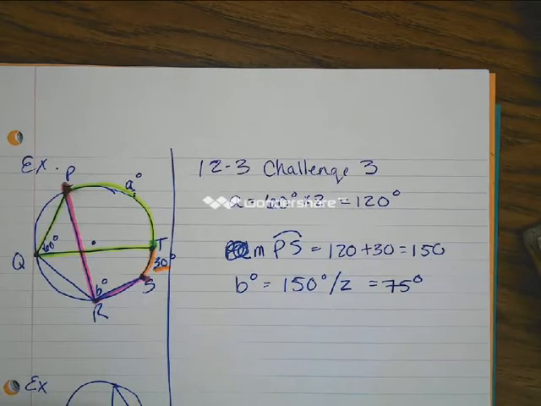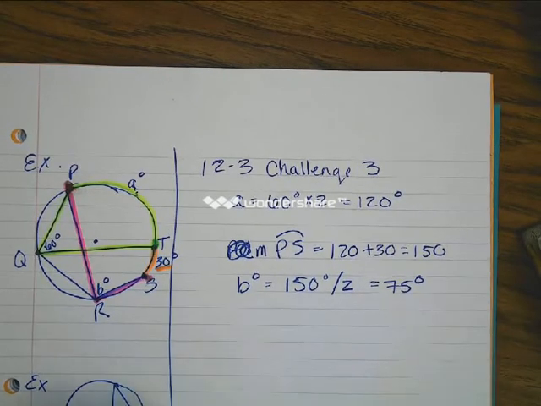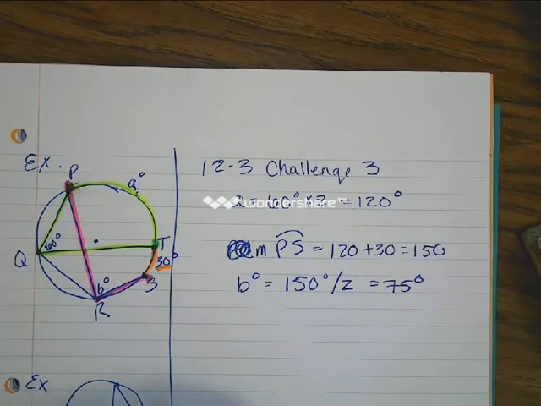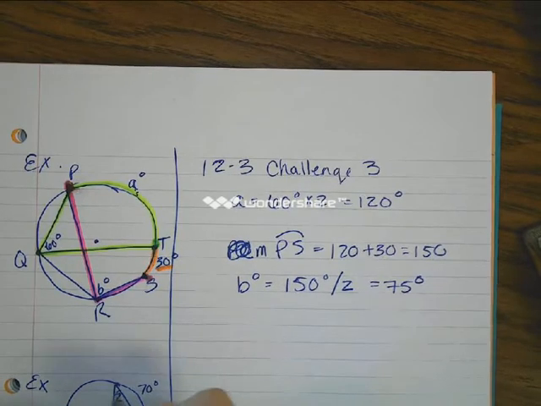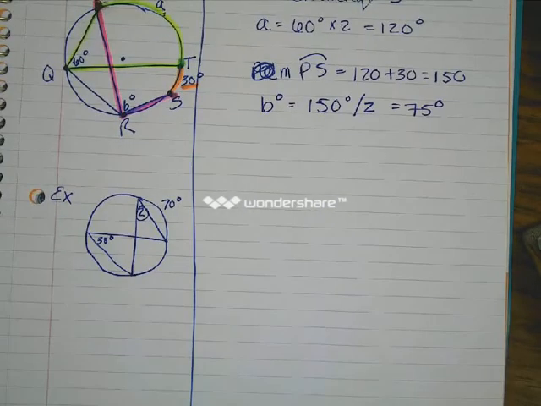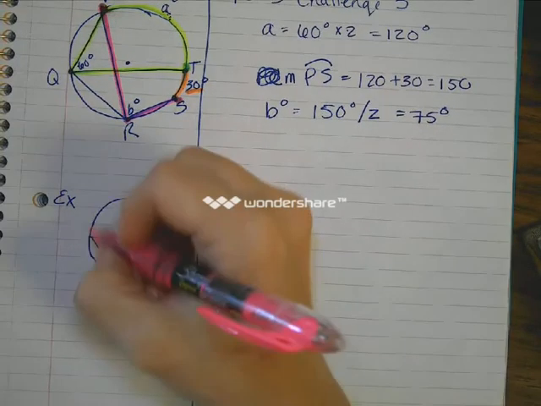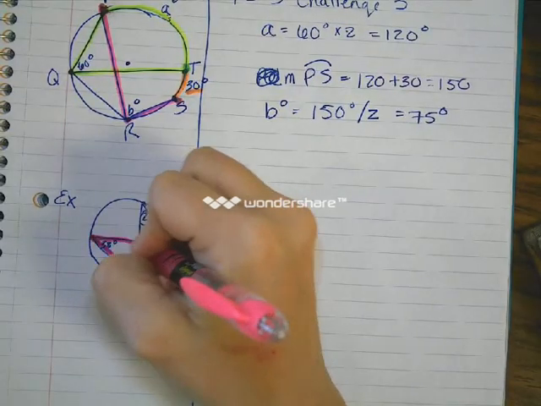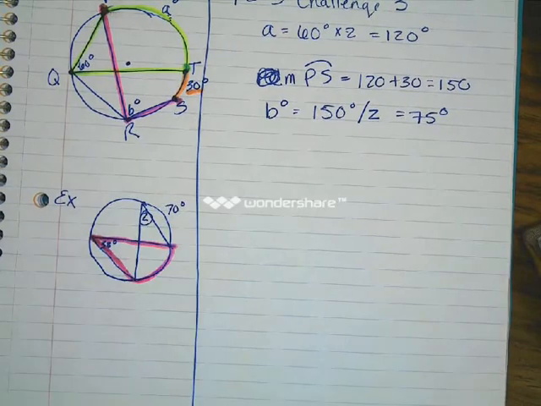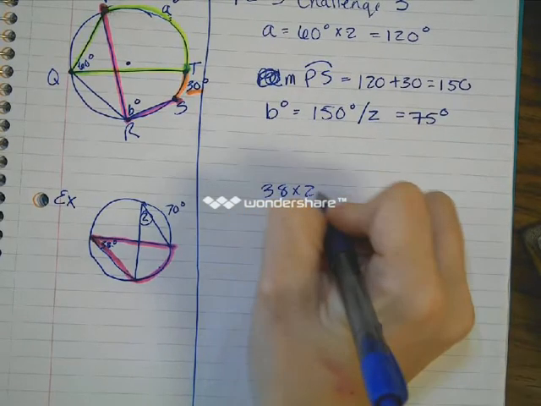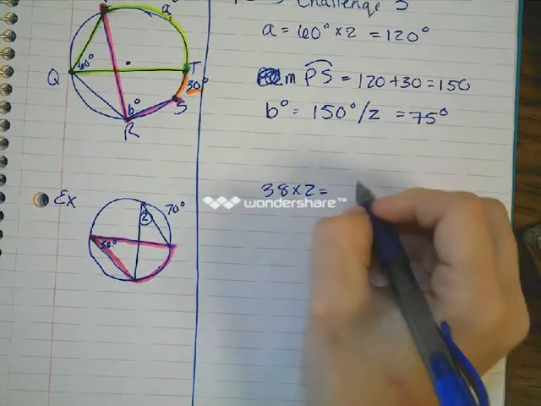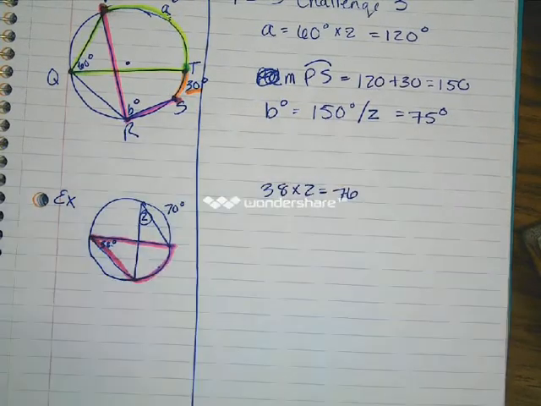In this one, we're just trying to find angle 2. So, I noticed that this inscribed angle uses that arc right there. So if this is 38, to get to the arc, I double it. So 38 times 2 is 76, I believe. I'm going to check myself just because my brain's not functioning right today. 38 times 2, yeah, 76.